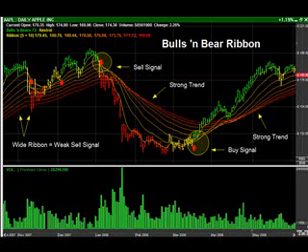And that's just a quick rundown of a few examples of the bulls and bears ribbon indicator and some of the steps and points that we try and look for when using the ribbon indicator.